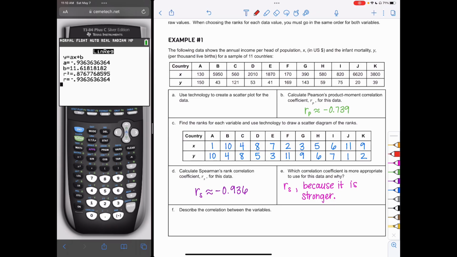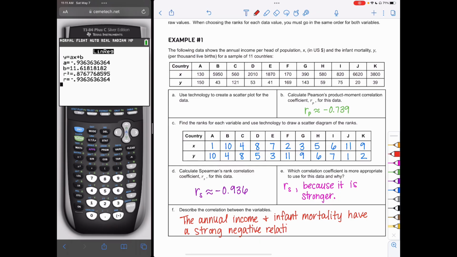So I can basically say that the annual income and the infant mortality have a strong negative relationship. We don't care about if it's linear or not.